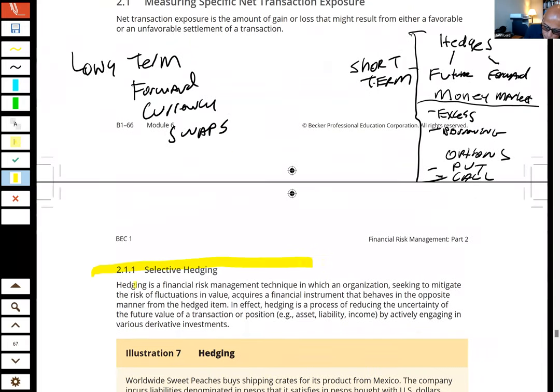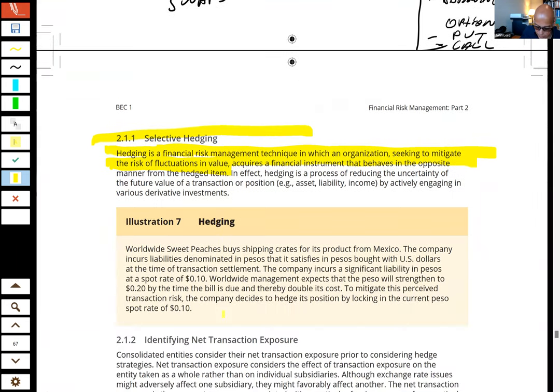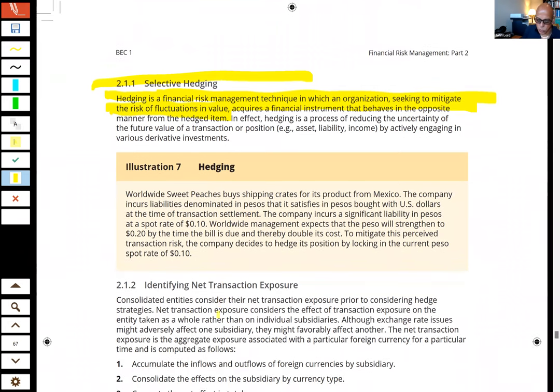Okay, now let's first start with the discussion of hedges. A hedge is a financial risk management technique in which an organization seeking to mitigate the risk of fluctuation in a value acquires a financial instrument that behaves in the opposite manner from the hedged item. In this particular context, it'll move in the opposite direction of how the foreign currency is going to move.